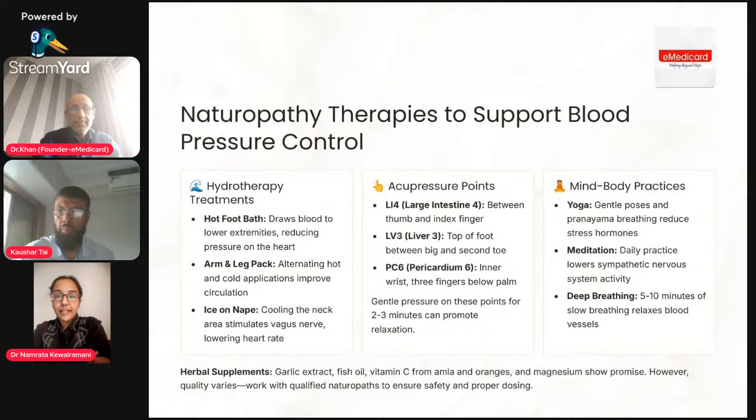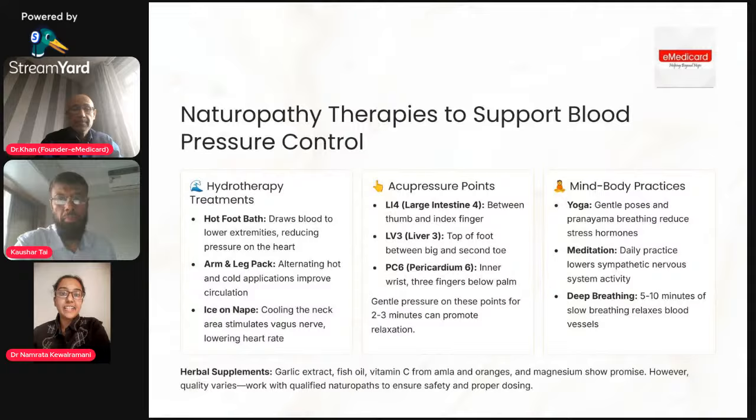First is the hot foot bath. Okay, what you have to do is just immerse both your legs in hot water, at a bearable temperature. Just soak your legs for 20 minutes, and you will see your blood pressure going down naturally. Okay, this is nothing but just science, just science.